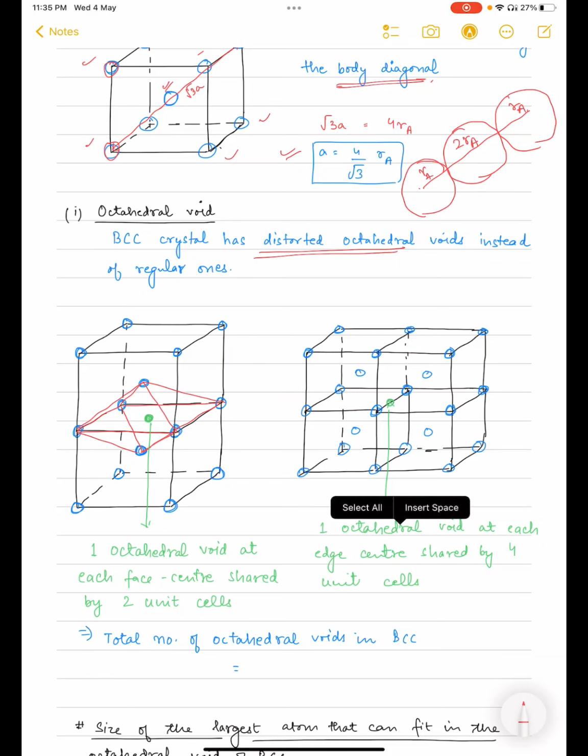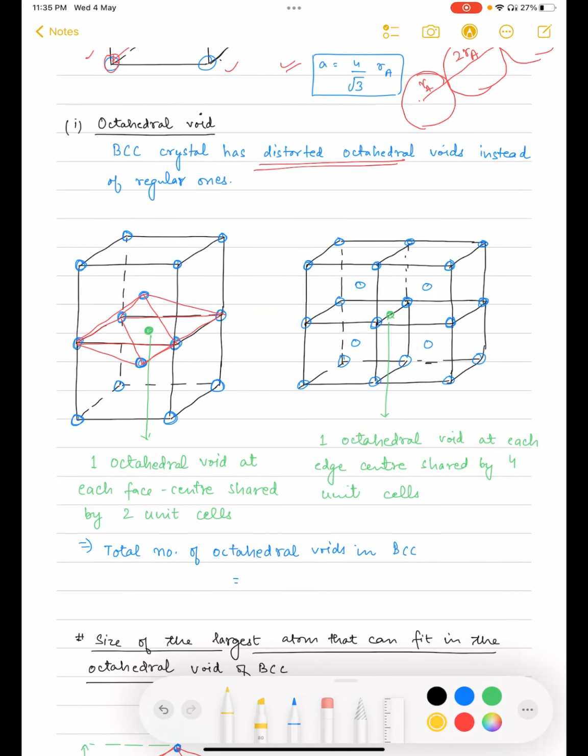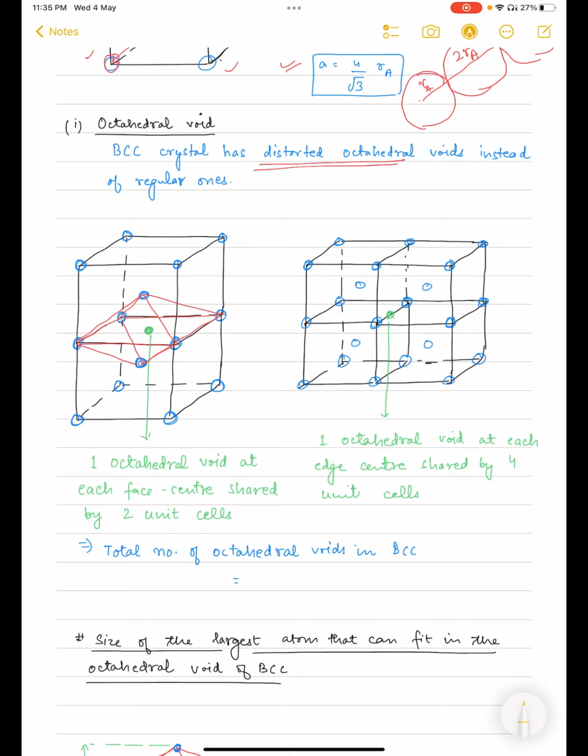Here we can see we have one octahedral void at the face center, and it is shared by two unit cells. So what are the contributing atoms? We have 4 atoms of the vertices and 2 body center atoms that together make this octahedral void.